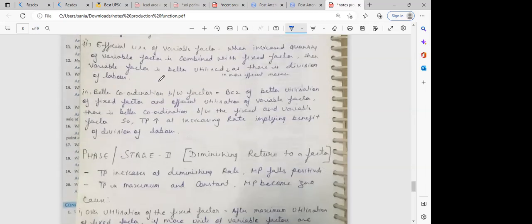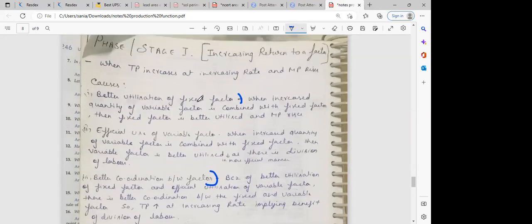And after that, second is efficient use of variable factor, right? So you are using your fixed factor as well as the variable factor in a very good way. That's why TP is increasing at an increasing rate and MP is also increasing. Plus, there is a good coordination between both the factors. Clear? So these are the three reasons why there is increasing returns. Done with the first phase.